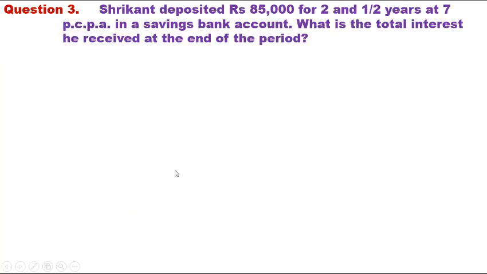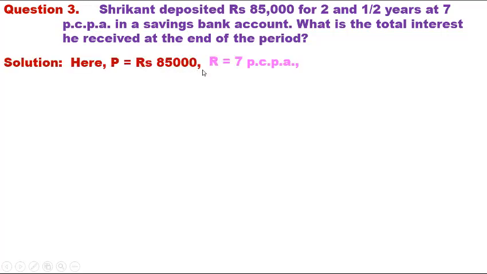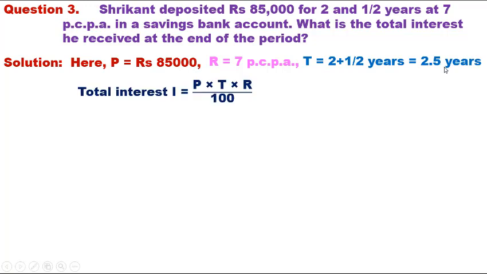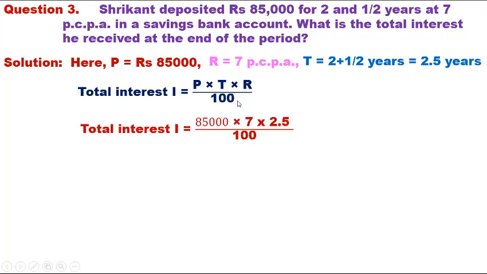Question third. Shrikant deposits rupees 85,000 for 2.5 years at 7% per annum in a savings bank account. What is the total interest he received at the end of the period? Solution. Here P is equal to 85,000, rate of interest is equal to 7%, time is equal to 2 and a half years, means 2.5 years. Total interest is equal to P into T into R divided by 100, which is 85,000 into 7 into 2.5 divided by 100.